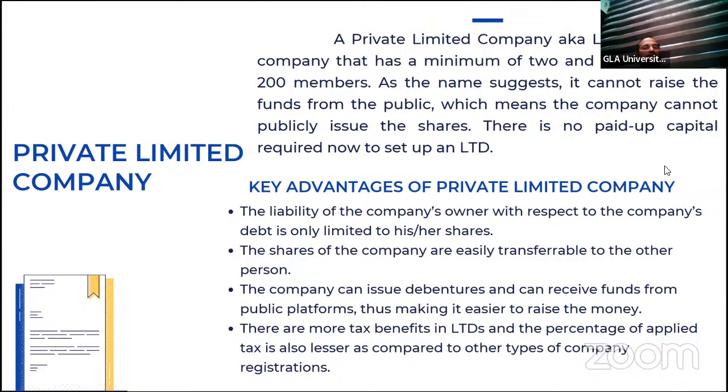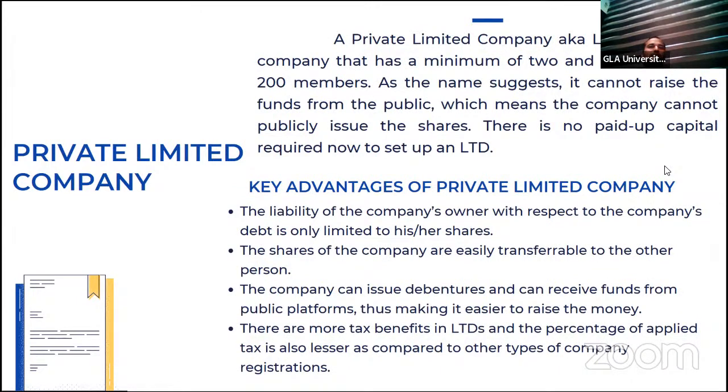Now let us once again see what is meant by this. A private limited company is a type of company that has a minimum of 2 directors, and there can be a maximum of 200 members, right? So there can be a company with 200 members. It is possible as per company law. Then, as the name suggests, it cannot raise funds from the public, which means you cannot go for the BSE, and your company cannot publicly issue shares.